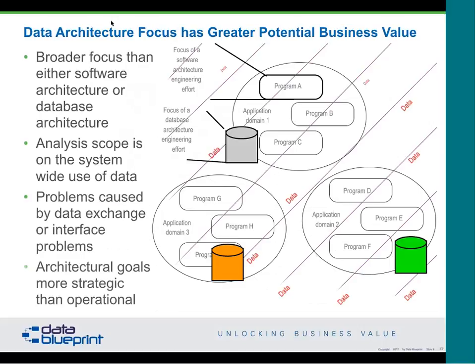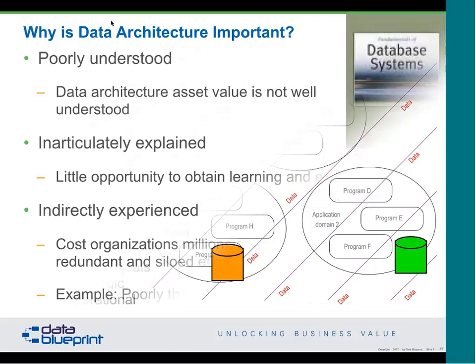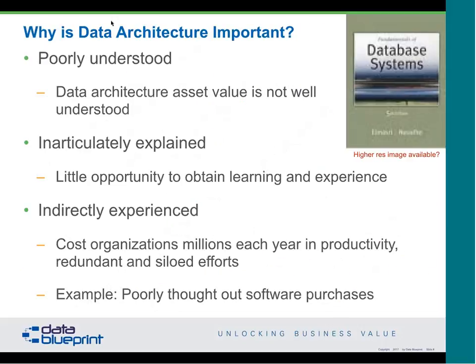It's on system-wide use of the data throughout the entire organization. It should be focused on addressing problems that are caused by data interchange or interface problems or incompatibility or poor data problems, whatever else it is that's out there. So data architecture is really important because it's poorly understood. The data architect asset value is not well understood. It's not very well explained in most programs. In fact, if you study it in school at all, it's the exception rather than the rule.